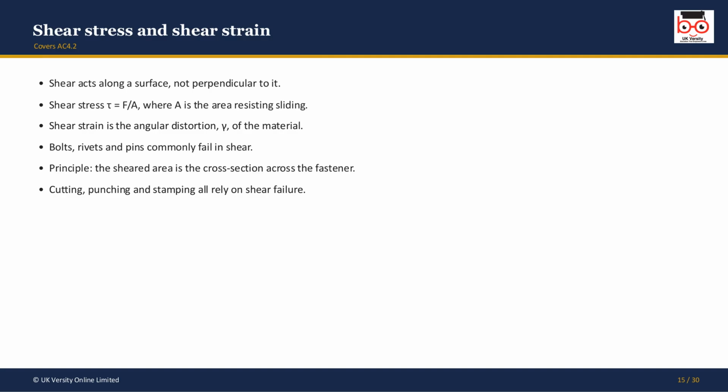Let's turn to shear. Unlike direct stress, shear acts along a surface rather than at right angles to it. Shear stress is force over area, but here the area is the one resisting the sliding, and the shear strain is the angular distortion of the material, written gamma. This is exactly how bolts, rivets, and pins tend to fail. They get sheared across. The key principle is that the sheared area is the cross-section straight across the fastener. And it's not always failure we're avoiding. Cutting, punching, and stamping all rely on making shear happen deliberately.